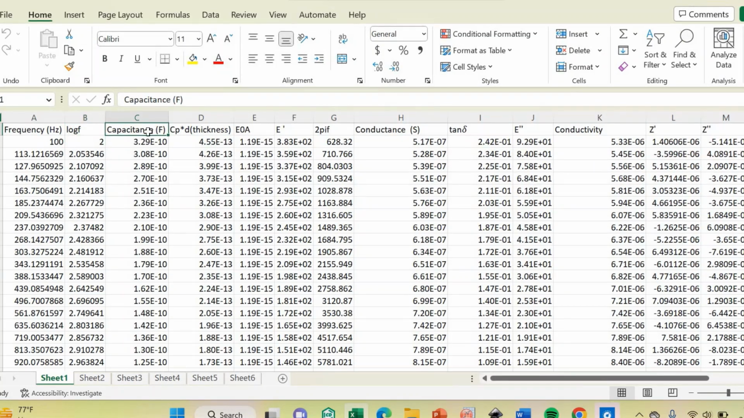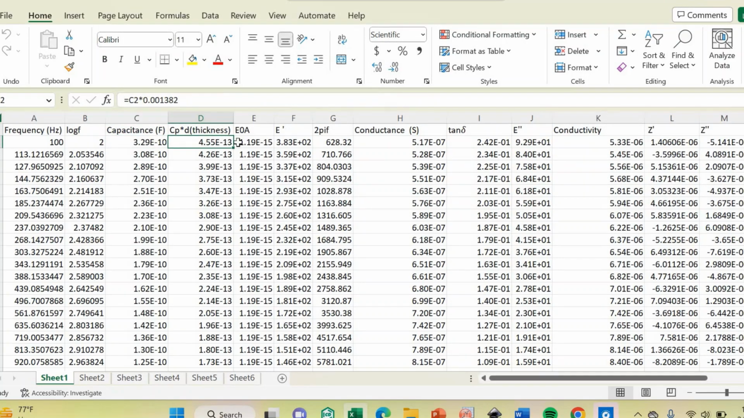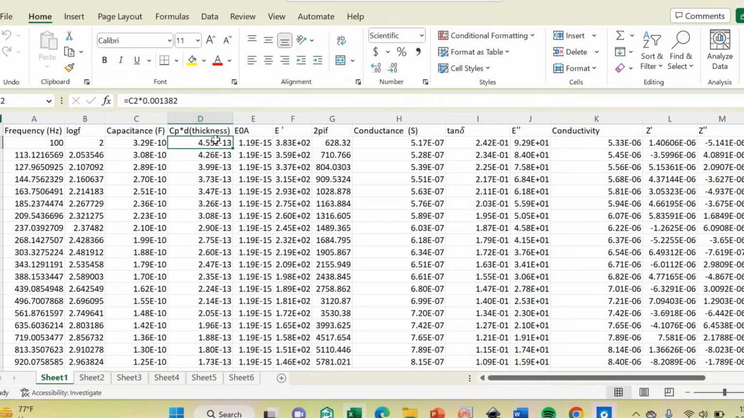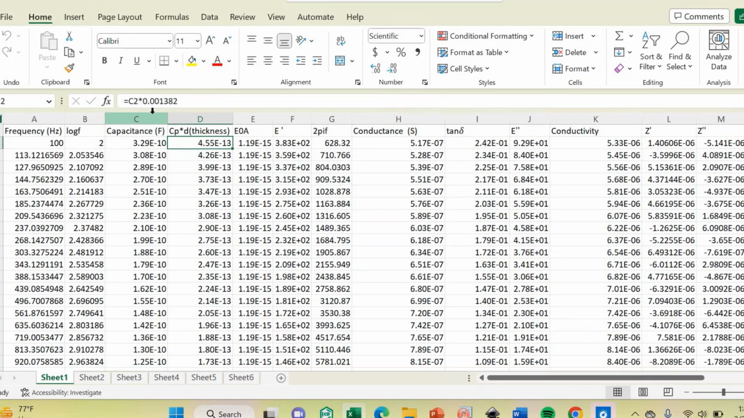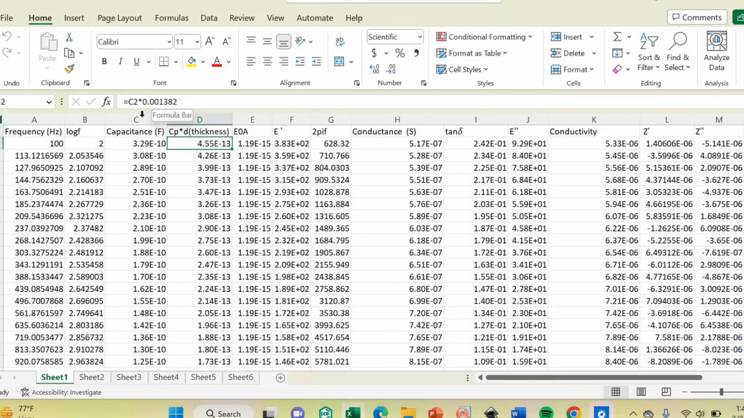From this data, another parameter is thickness, Cp into d. You have to see here how to get the thickness for your electrical data. You can see C2 into 0.001382. Here 0.001382 is the thickness of your pellet, and C2 means capacitance. This is the formula you have to use to compute this parameter.